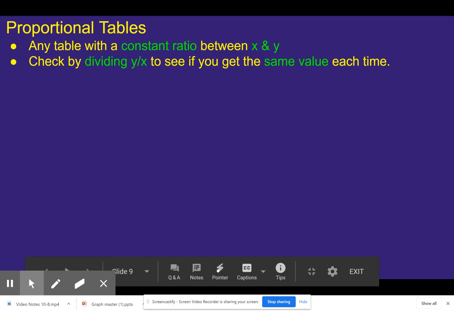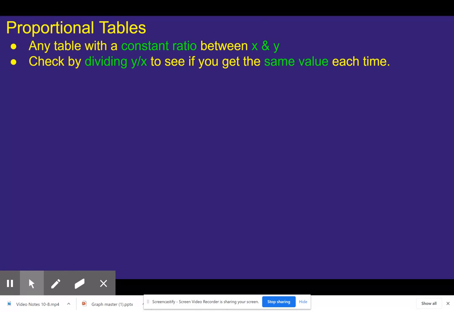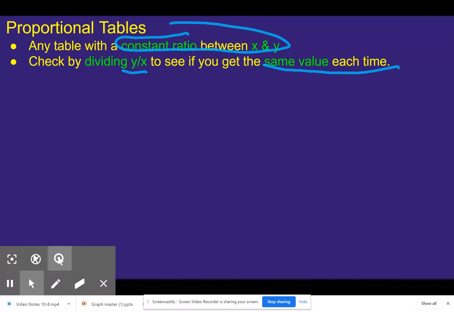How can you tell if a table is proportional or not? Well, it gets back to this idea of that constant ratio, right? You have to have this constant ratio or relationship between x and y. And very specifically, when you divide those two, you should be getting the same value each time. So let's take a look at a few of these problems.